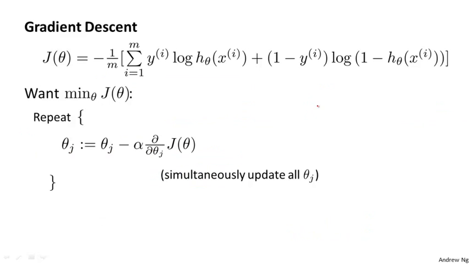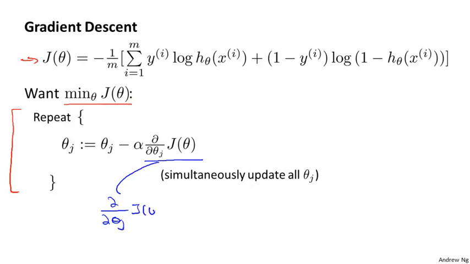The way we're going to minimize the cost function is using gradient descent. Here's our cost function, and if we want to minimize it as a function of theta, here's our usual template for gradient descent, where we repeatedly update each parameter as itself minus the learning rate alpha times this derivative term. If you know some calculus, feel free to try to compute the derivative yourself and see if you can simplify it to the same answer that I get. But even if you don't know calculus, don't worry about it.